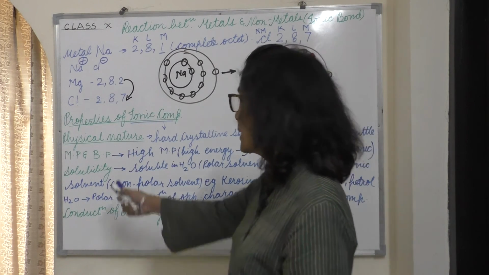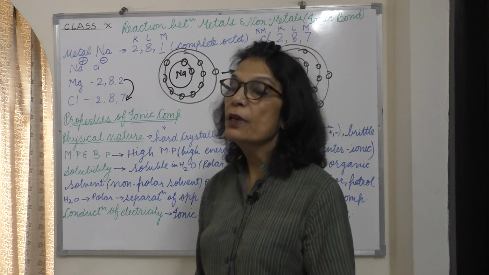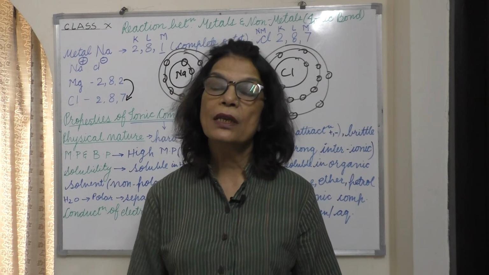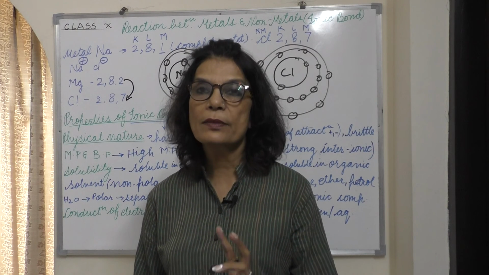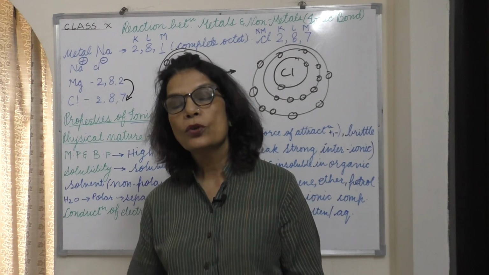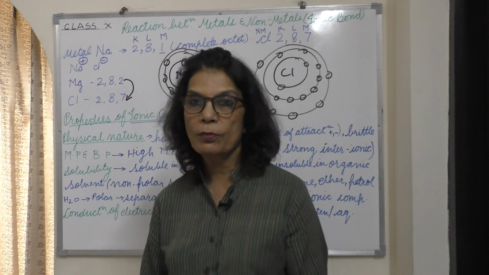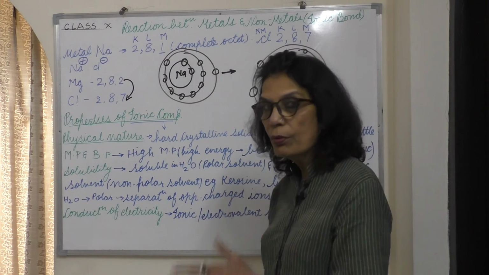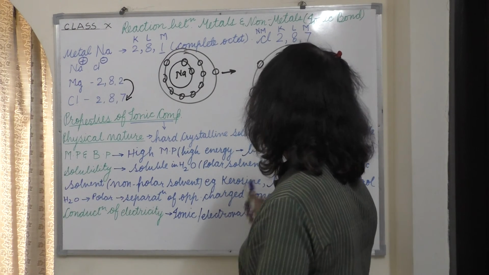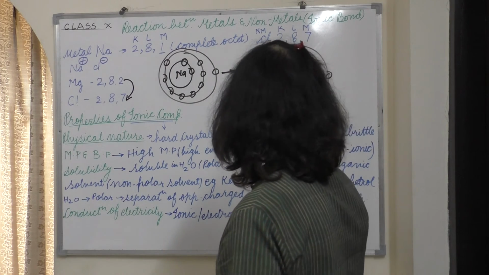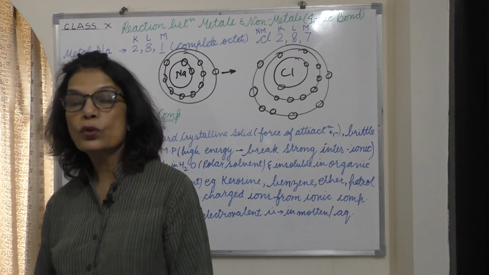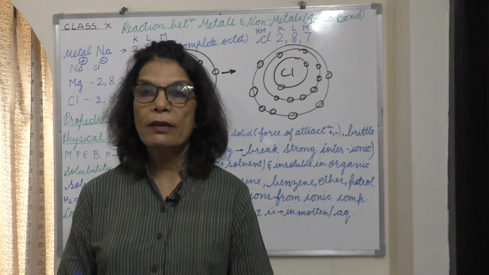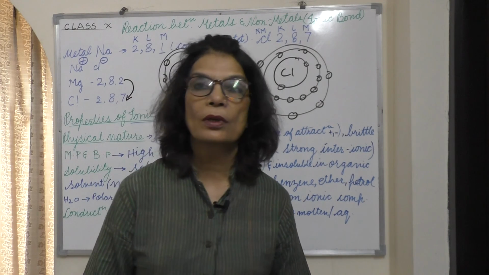Coming to the second, melting point and boiling point. Definitely they have ionic bonds, and to break the ionic bond we need a higher or highest melting point or boiling point. So that is the reason they want high energy to break down the ionic bond, and the inter-ionic bonding is also very strong. That is the reason they need a very high level of energy to break down.